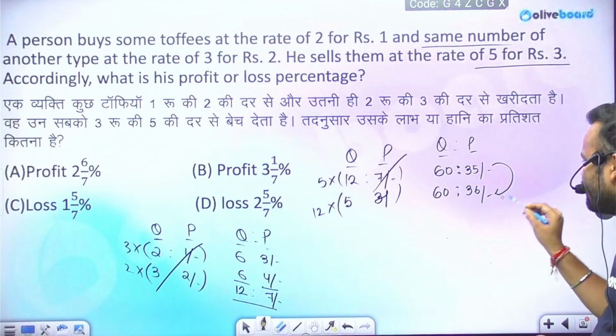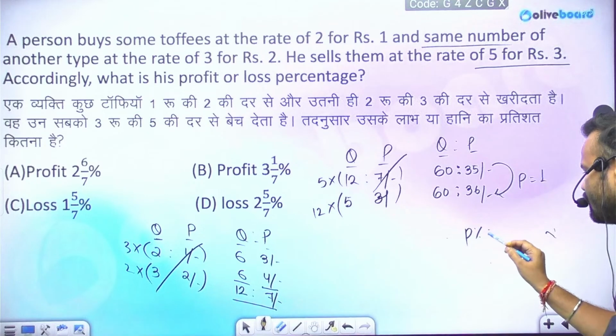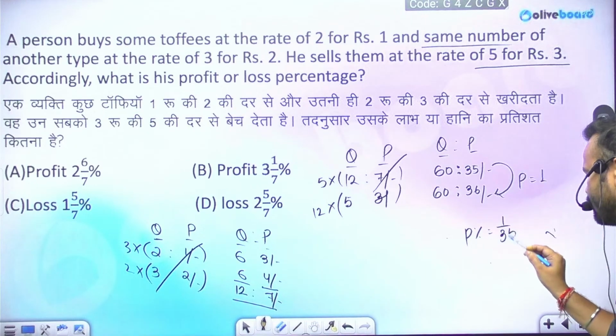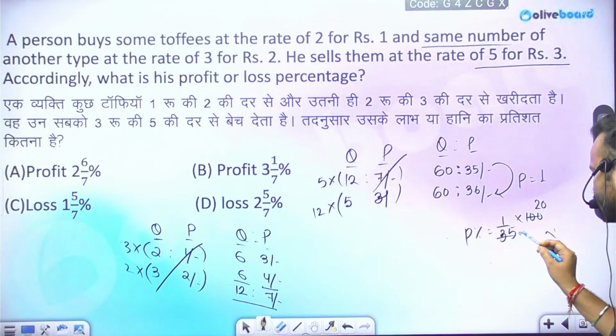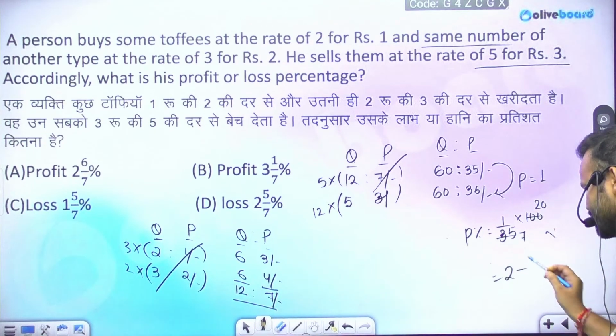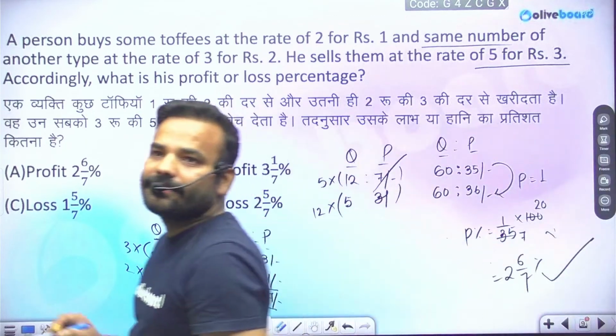The amount of profit he is making is what? 1 unit. So profit percent is 1 out of 35 into 100. 5 times of 20 and 5 times of 7, that is 2 and 6 by 7 percent. That is the amount of profit percent he is making.